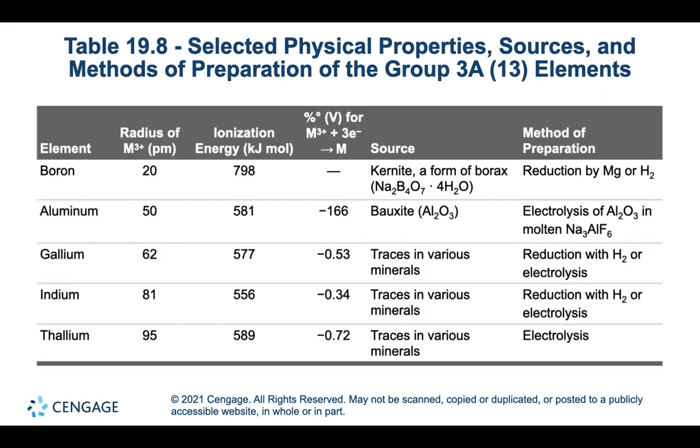So here we have our typical comparison of the radius and the ionization energy and how you would source these elements in nature, and then how you would prepare them by, as we see here, electrolysis is the most common, although boron can be prepared by reduction with either magnesium or H2 gas, but usually it's electrolysis or reduction with hydrogen that we use to get these metals from their various ores that they begin with.